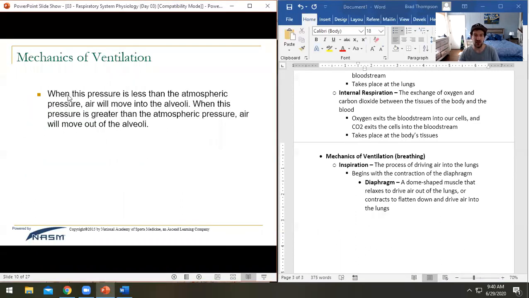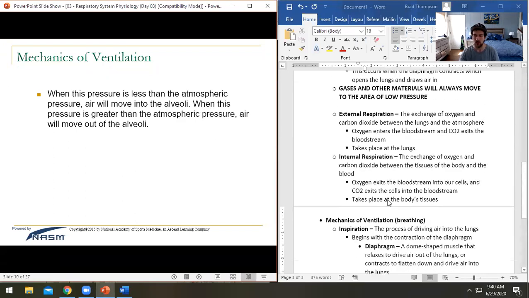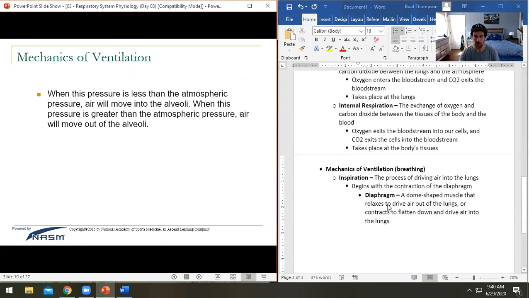And this is just describing air moving. When the pressure is less than the atmospheric pressure, air will move into the alveoli. And the opposite is the other direction. When the air pressure is greater than the atmosphere, air will move out of the alveoli. We kind of already broke that down up here.